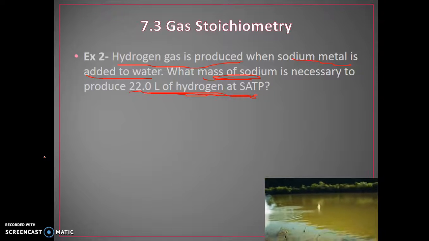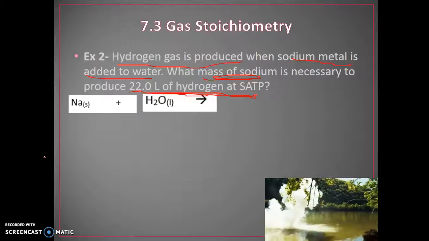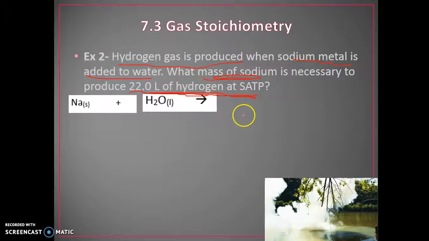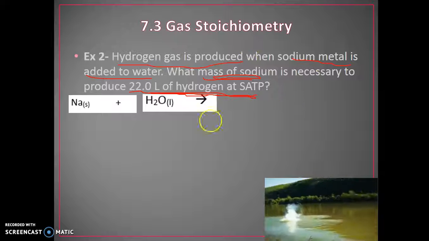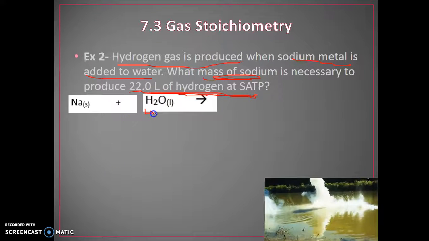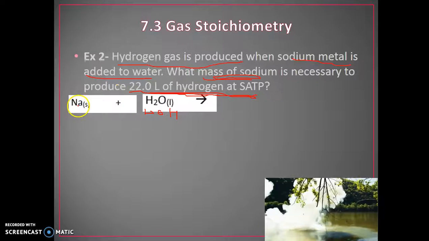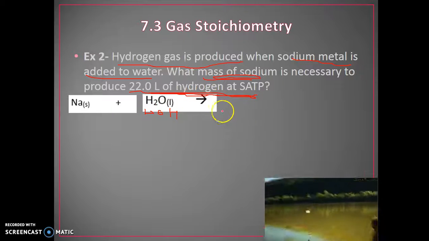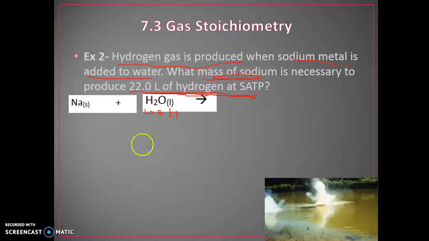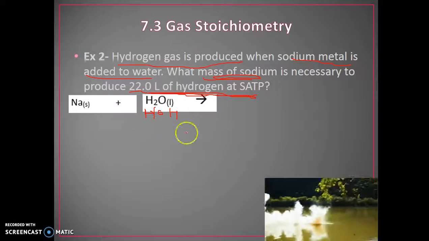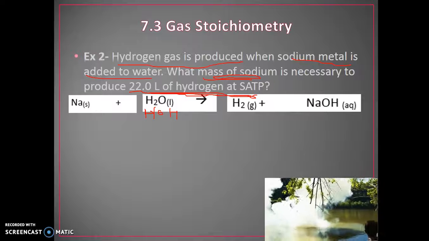So that means that I'm taking sodium metal, solid, and adding it to water, H2O liquid. I'm producing hydrogen gas as well as, so if I actually look at water as if it is HOH, you can see that this is actually a single replacement. Hydrogen gas is coming off by itself, and this OH attaches onto the sodium to give you sodium hydroxide. So I'd be producing hydrogen gas and aqueous sodium hydroxide.